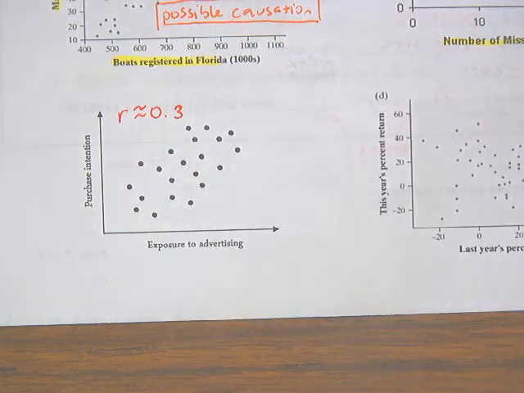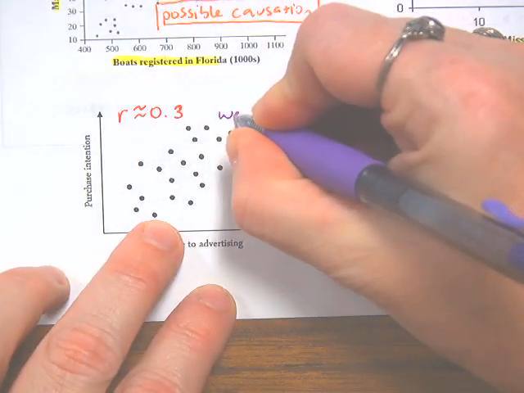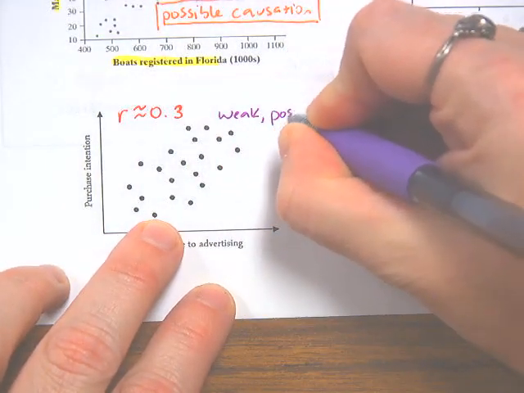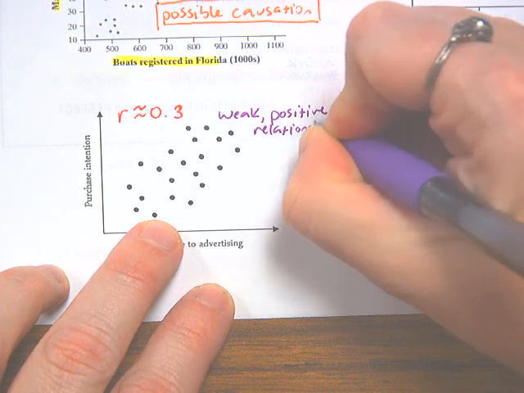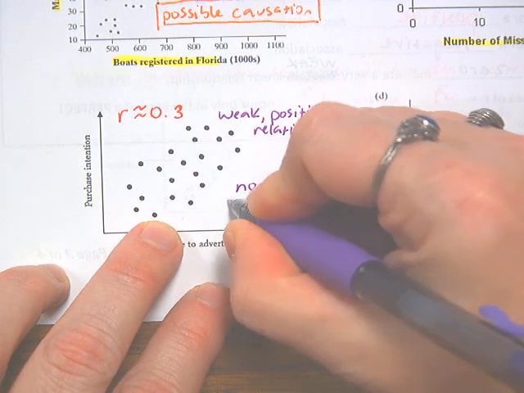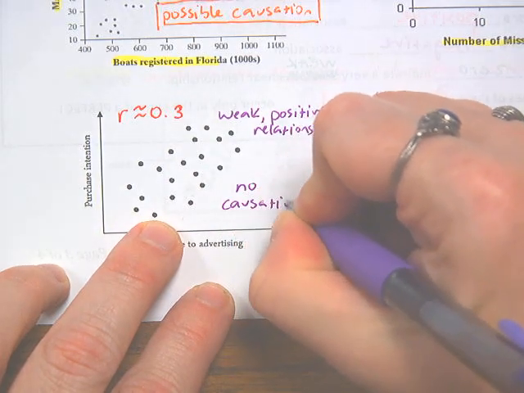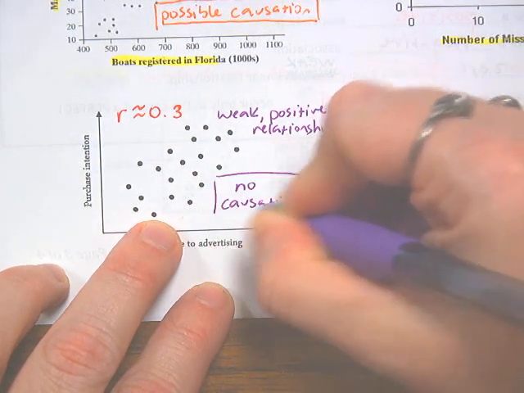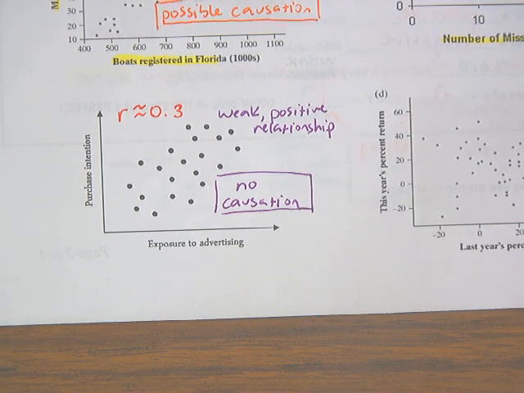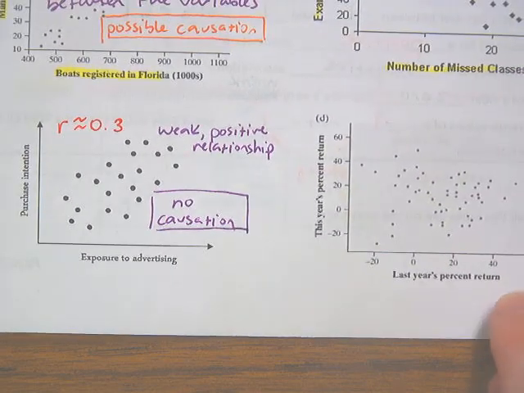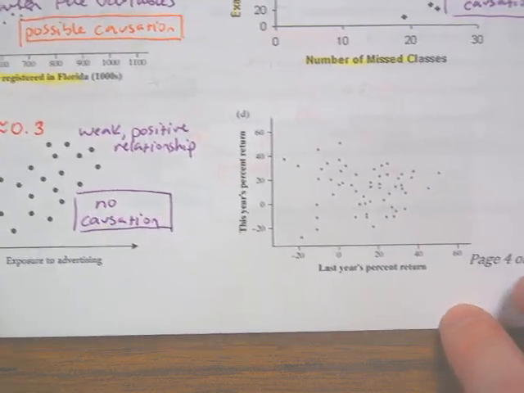So here we're going to say that this has a weak positive relationship, and we're going to say no causation. Just because you see a bunch of ads, that's not going to be the only reason you want to purchase something. And I feel like I'm not doing a very good job explaining the causation thing today.